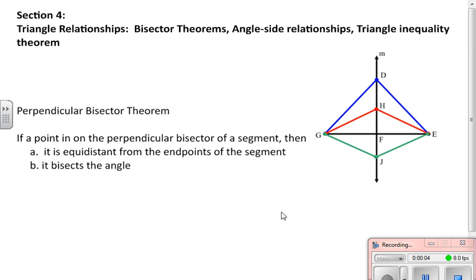Section 4 of this unit is talking about some specific triangle relationships. So we're going to talk about the bisector theorem, some angle side relationship, and the triangle inequality theorem.